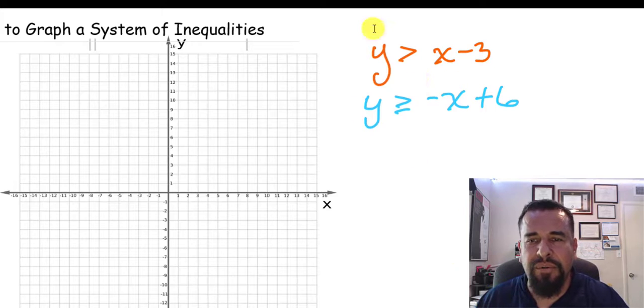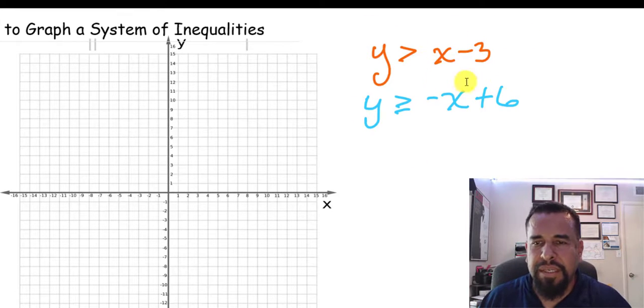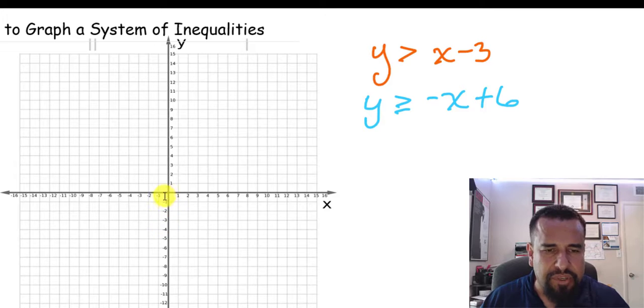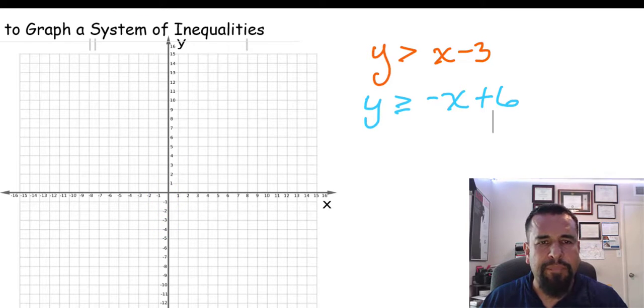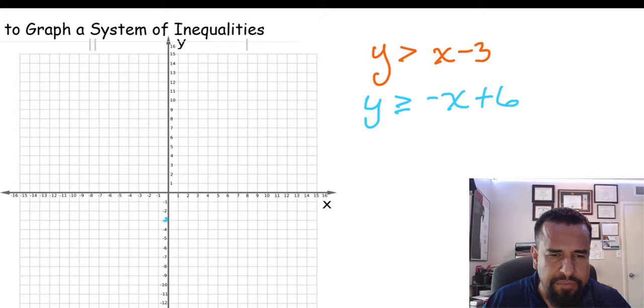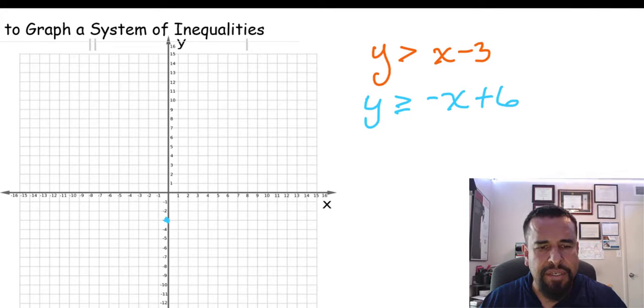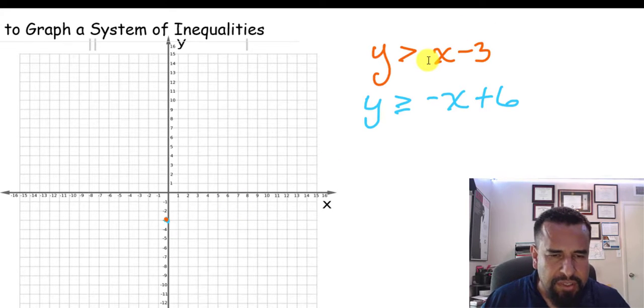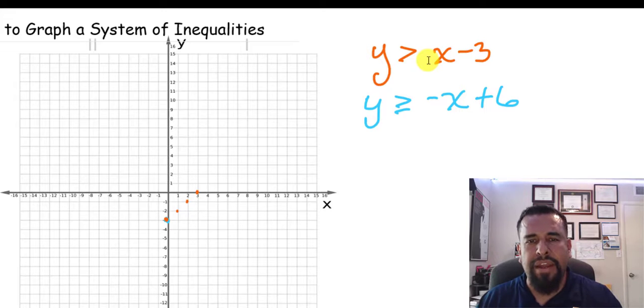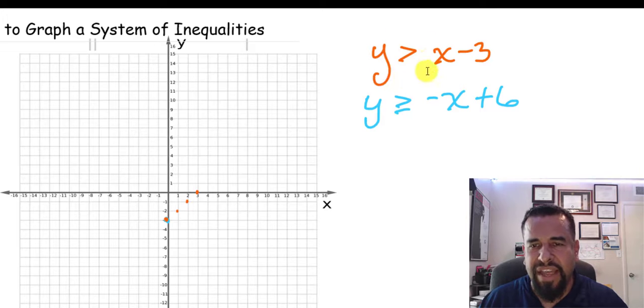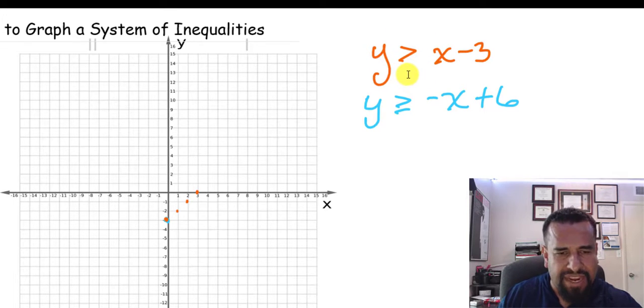So here we go. Let's graph the first one. Negative 3 is my starting point, so I'm going to start here. Let me get my orange pencil. Negative 3, right there. And then it grows at a rate of 1 over 1, so it's going to go diagonally here. Actually, this one does not have that equal sign, so it's going to be a dashed line.